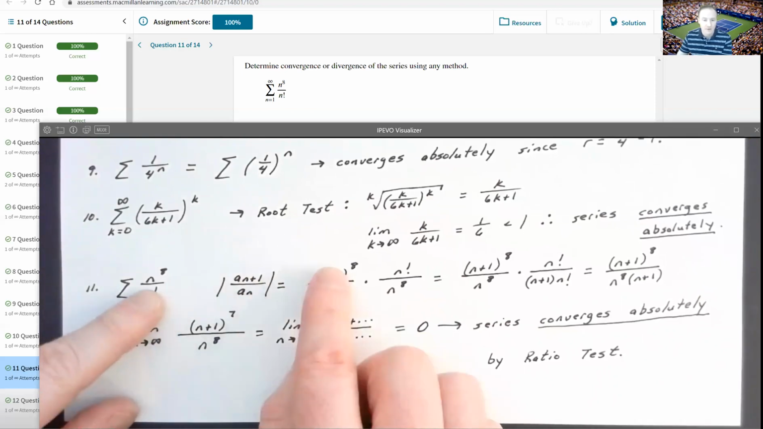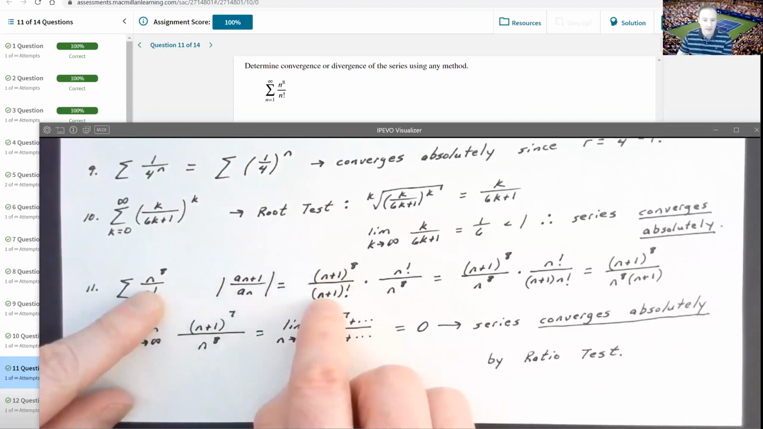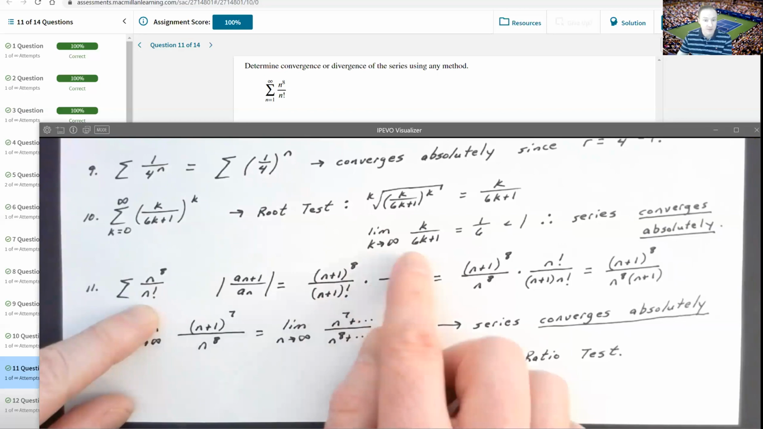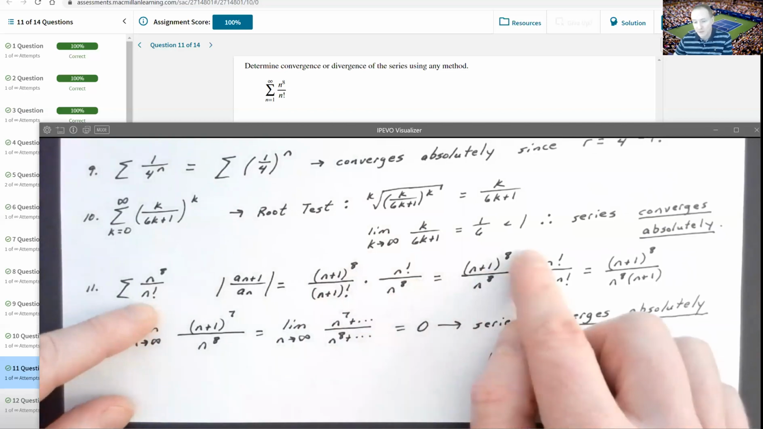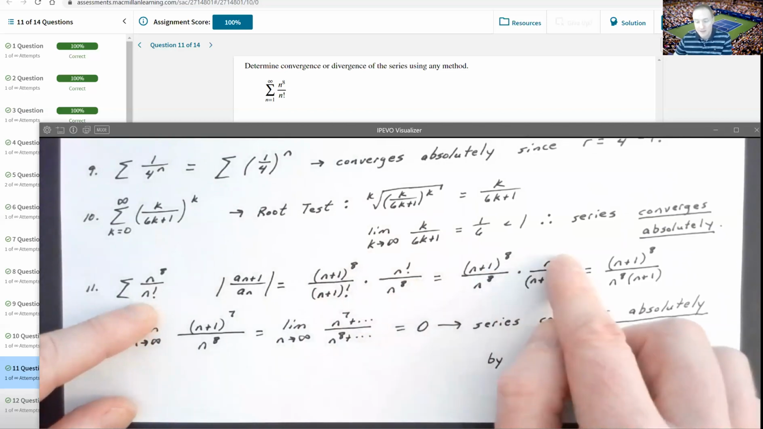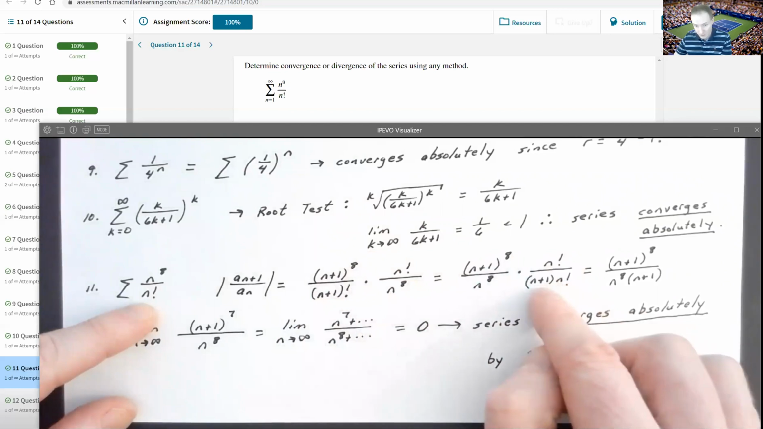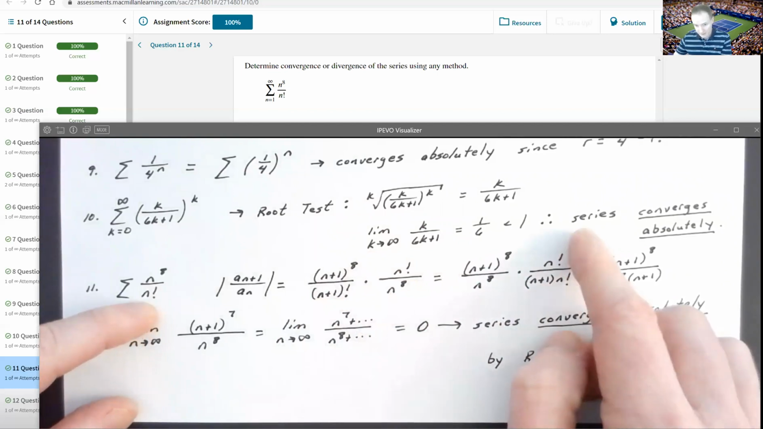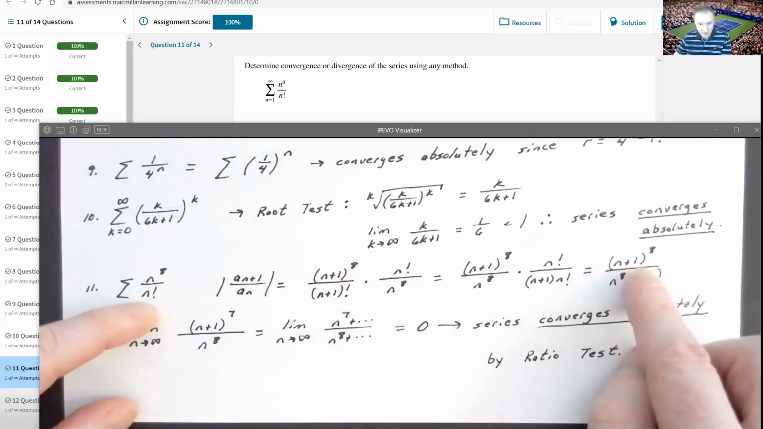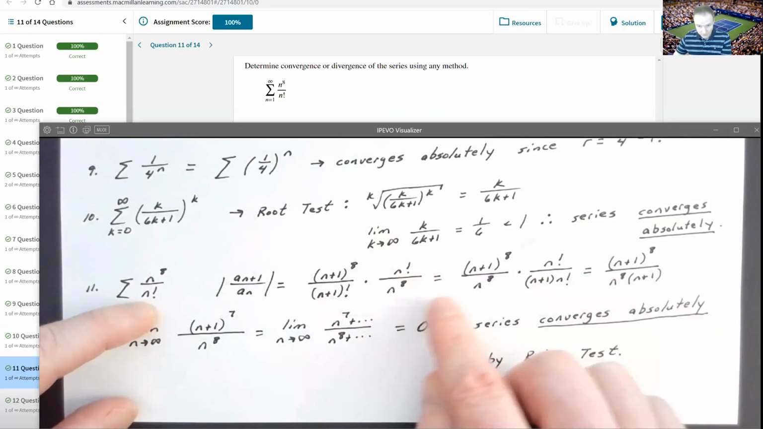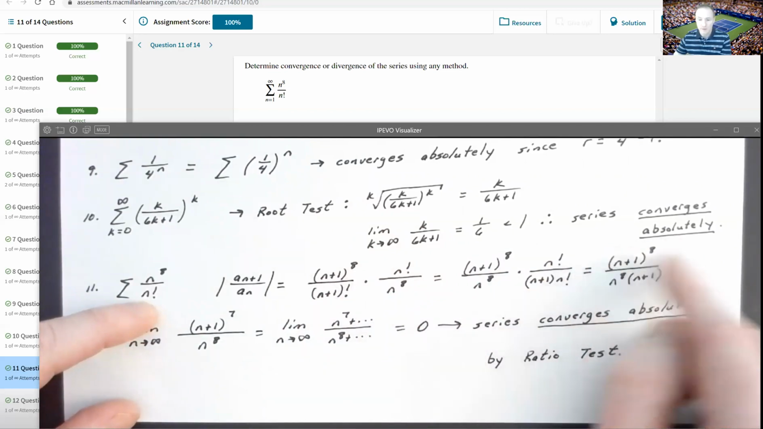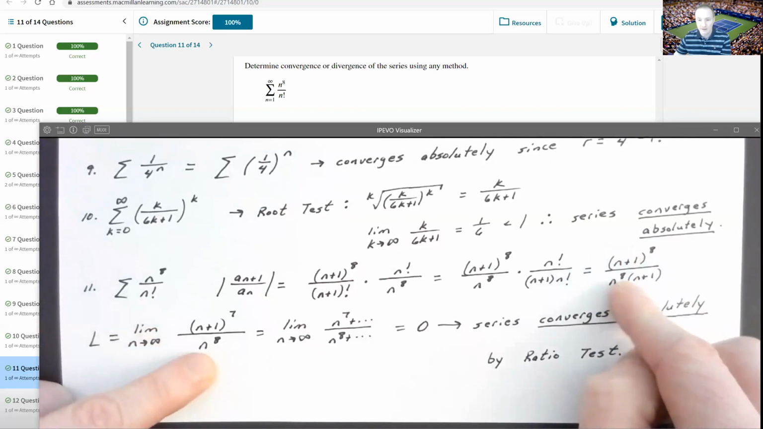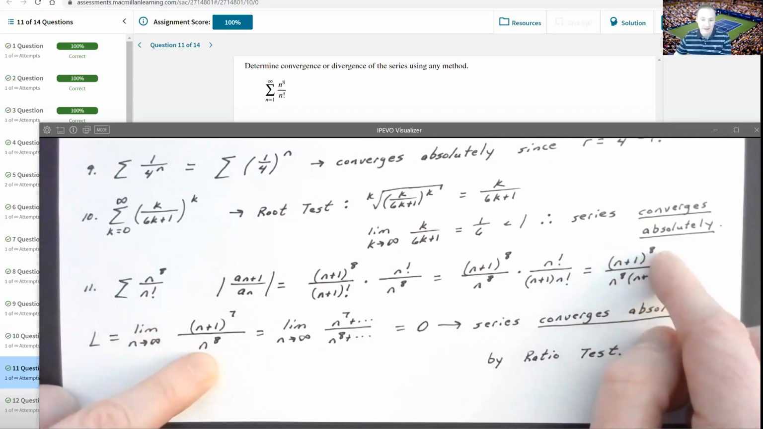So I said a sub n plus 1, (n plus 1) to the 8th over (n plus 1) factorial, times the reciprocal of a sub n, n factorial over n to the 8th. This simplifies to (n plus 1) to the 8th over n to the 8th, times n factorial over (n plus 1) times n factorial. You can see I canceled out the n factorials. I'll be left with (n plus 1) to the 8th over n to the 8th times (n plus 1). Now, I went ahead and canceled out one of the n plus 1s in the numerator with the factor of n plus 1 in the denominator, and then my numerator is going to simplify to be (n plus 1) to the 7th.